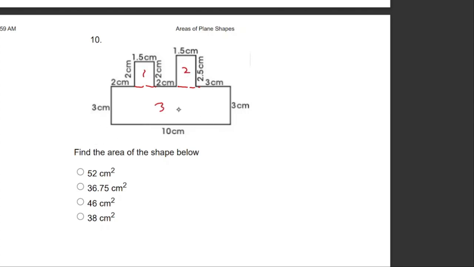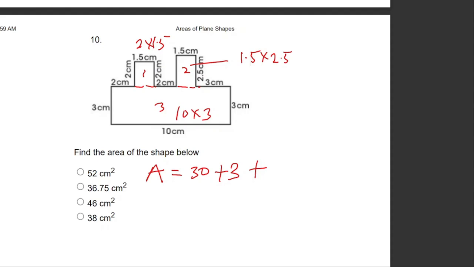So dimension of this one will be what? 10 times 3. Alright? Why this one will be what? 1.5 times 2.5. Why this one will be what? 2 times what? 1.5. So the total area will then be equal to 30 plus 2.5 times 2 times 1.5, that gives 3, plus 1.5 times 2.5, that gives 3.75.